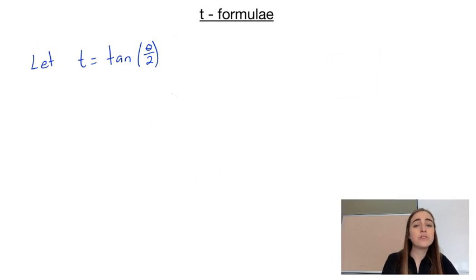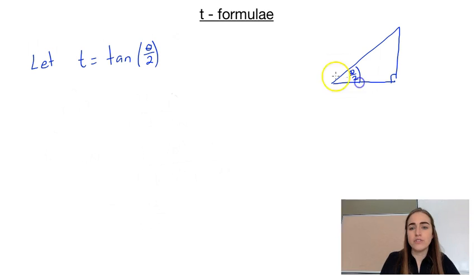Now to get our t formulas for sine and cos, we're going to have a look at a right-angled triangle. So if we call this angle down here theta over 2, so that's our angle here, we know that tan theta over 2 is t. So tan is opposite over adjacent, so that would have to be t over 1. So from there we can use Pythagoras' theorem to figure out the length of the hypotenuse, which would be the square root of 1 plus t squared.